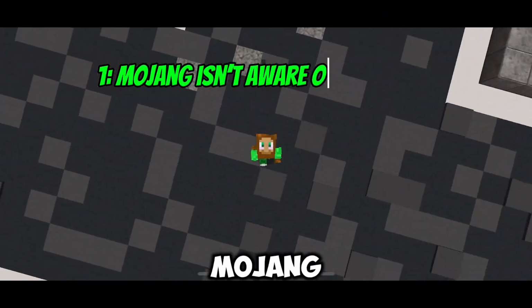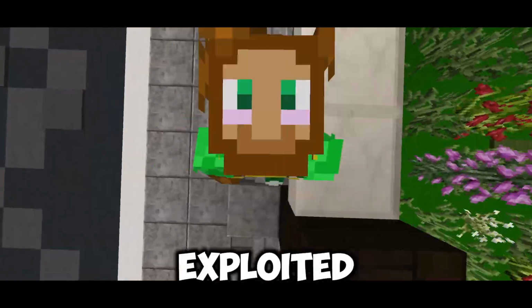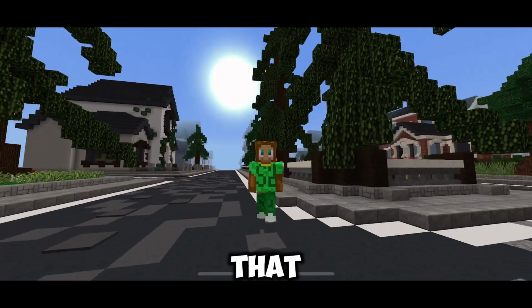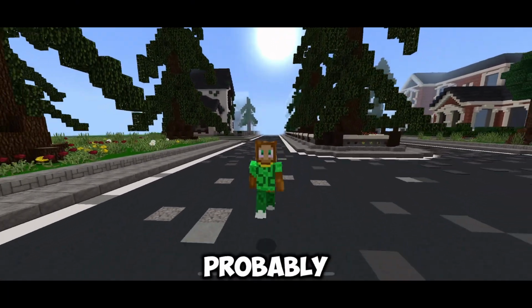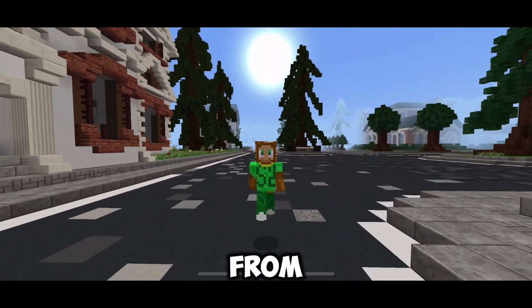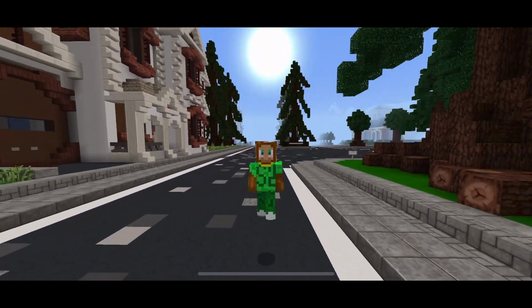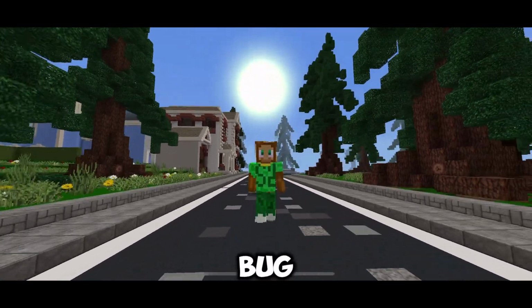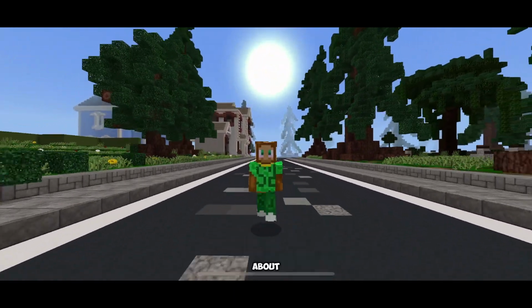Number 1, Mojang isn't aware that the nether roof bug is being exploited by Java players. But very obviously, we can tell that this isn't the case, as Mojang probably tests their game so much when they add new features. And in a recent YouTube video from the Minecraft YouTube channel itself, Jeb, who's the lead developer, confirms himself that he's aware of the bug. But he doesn't even mention anything about fixing it.